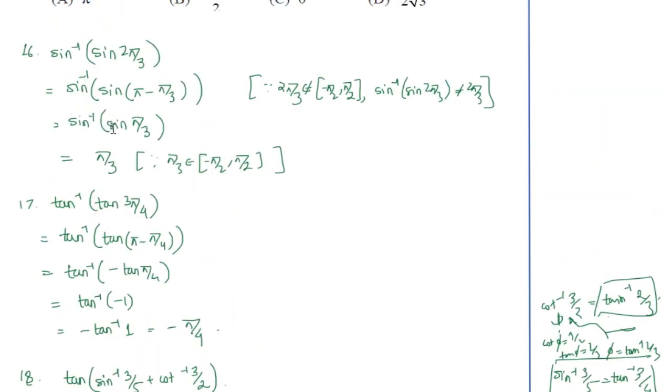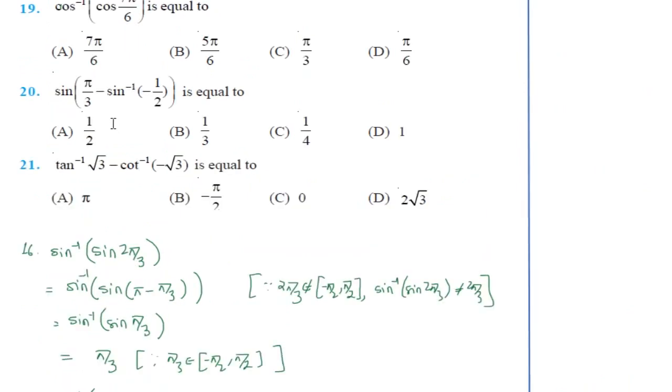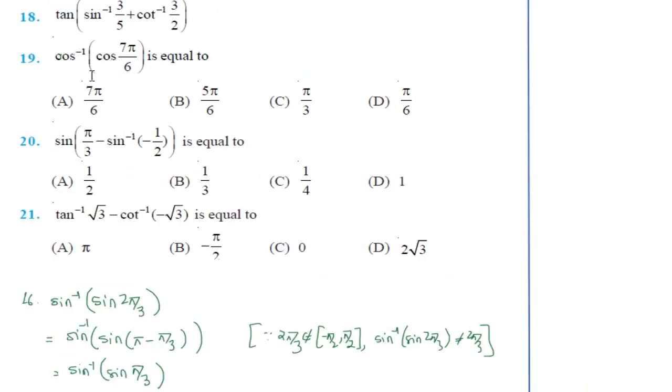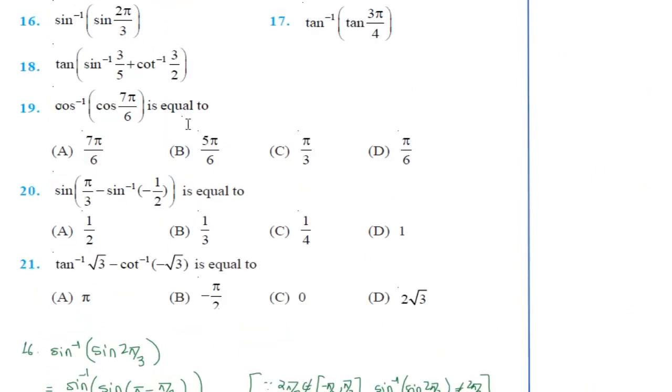Now coming to question number 19, we have to take note of a few facts. We are given to find cos inverse of cos 7 pi by 6. Now since it is an objective question, I'll be solving it objectively. Okay, now see, I'll be solving it in a bit different approach. See, I'm solving the same types of problems in different approaches. You can use any of the approach as you like.